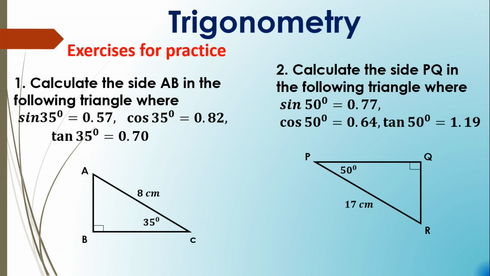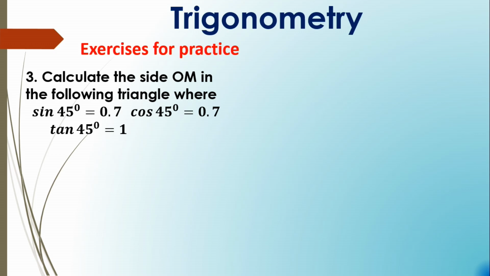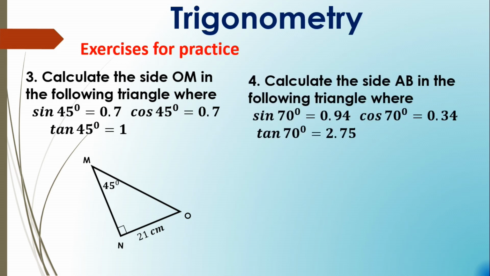For the second exercise, you're going to calculate the side PQ. You're going to use 50 degrees for this triangle, so the values of sine of 50 degrees, cos of 50 degrees, and tan of 50 degrees are given to you. Third exercise, calculate the side OM. In this triangle M and O, values of sine, cos, and tan of 45 degrees are given to you. Remember that you are not allowed to use an electronic calculator for these exercises.